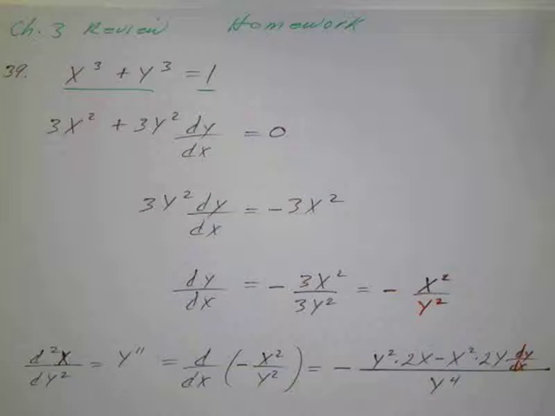Okay, some more Chapter 3 review, and this is one that will really test your mettle. This is the second derivative. We want to find the second derivative. Number 39, it says find d squared y dx squared by implicit differentiation. And these are none too easy to begin with, so we've got this.